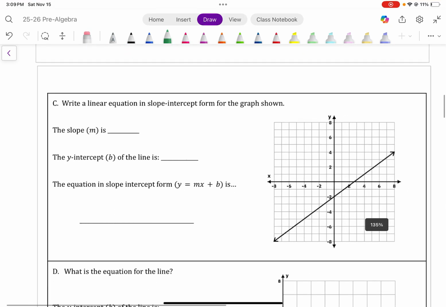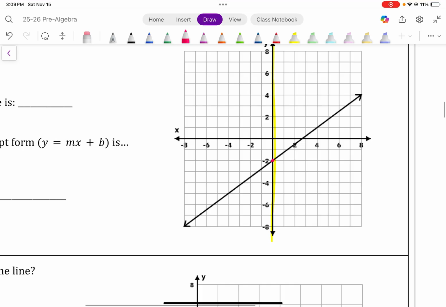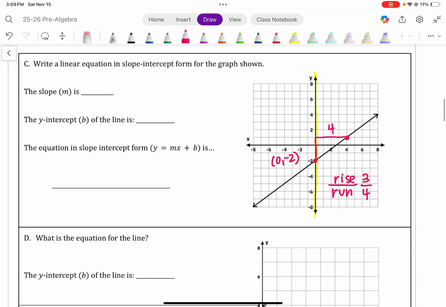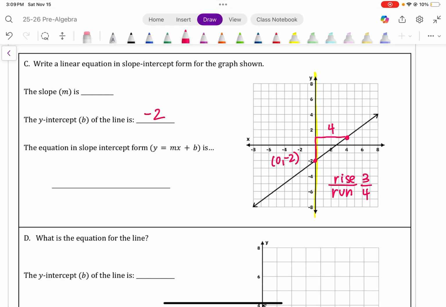Okay, here I can see a new line. I'm going to highlight my y-axis, and I'm going to find where the line touches. So it's touching here at 0, -2. And I'm going to trace the line till I hit a perfect point right on a corner. And I can see I'm going up to 3, 1, 2, 3, 4. So my rise is 3, and my run is 4. So my y-intercept was -2, and my slope is 3/4.